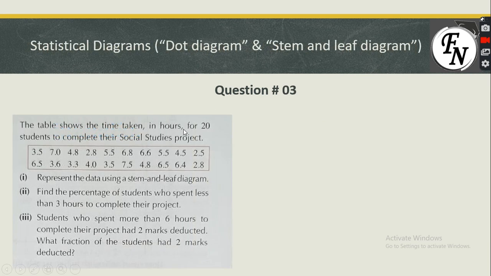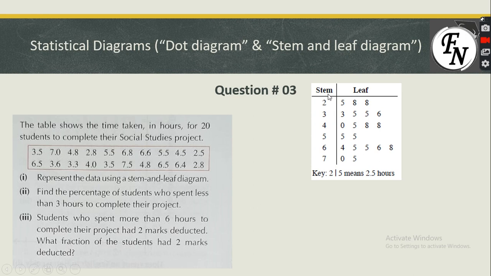The table shows the time taken in hours for 20 students to complete their social studies project. So these are the times, and now we need to represent the data in the form of a stem and leaf diagram. How to represent the data in the form of a stem and leaf diagram is shown here.